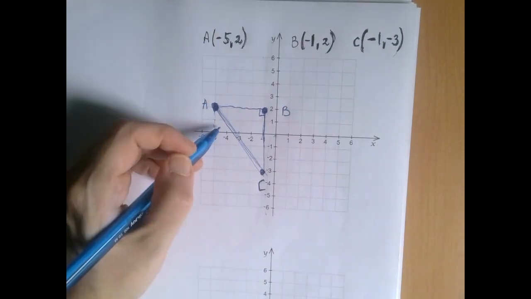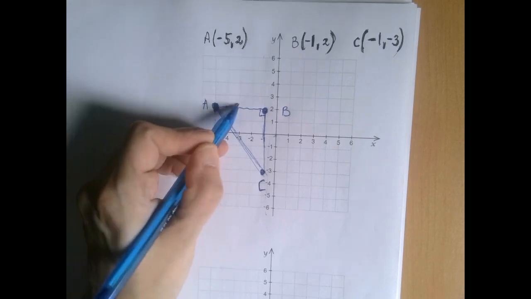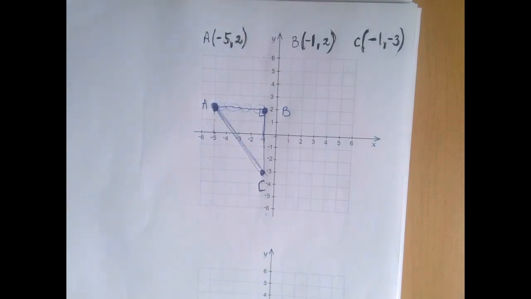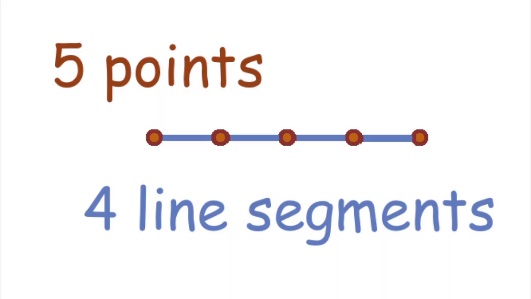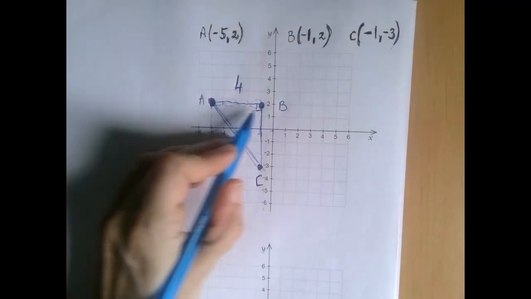Now let's figure out how long each side is. So we're counting basically the line segments. 1, 2, 3, 4. Be careful to count the line segments and not the points, because 4 line segments are determined by 5 points. So 5 points, 4 line segments, you have to be aware what you're counting. This side is 4 units long.